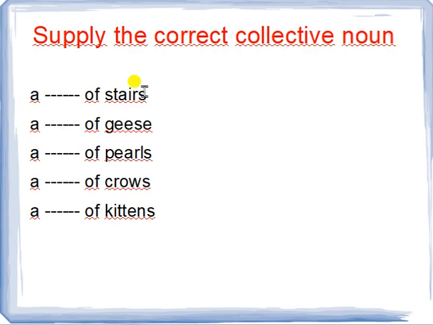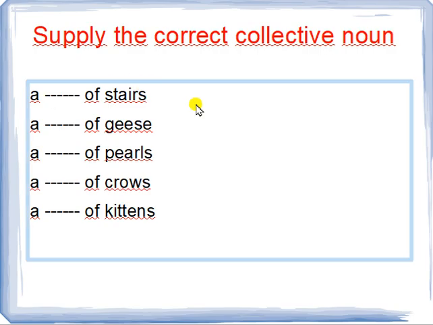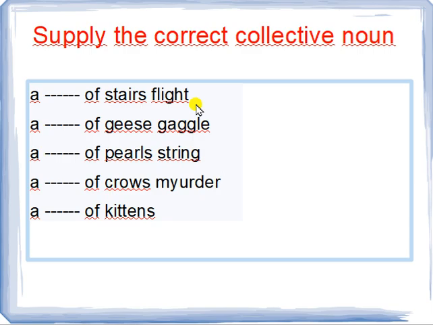Supply the correct collective noun. A what of stairs? A flight of stairs. A what of geese? A gaggle of geese. A what of pearls? A string of pearls. That unusual one for crows. A murder of crows. And then a what of kittens? A litter of kittens.